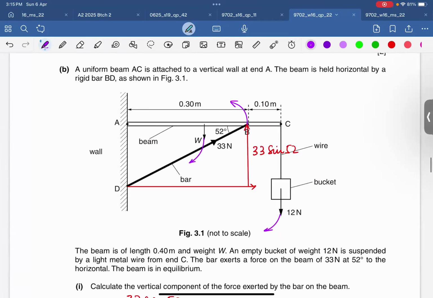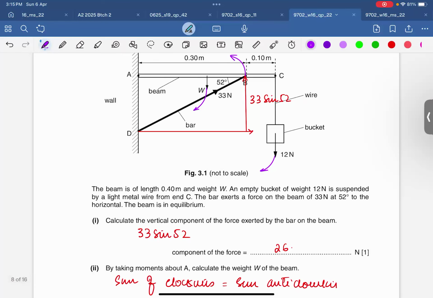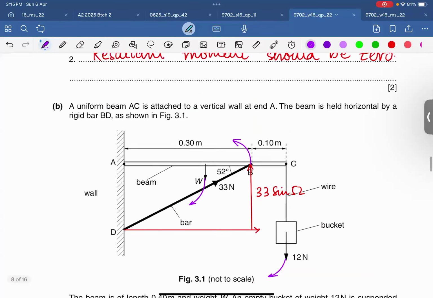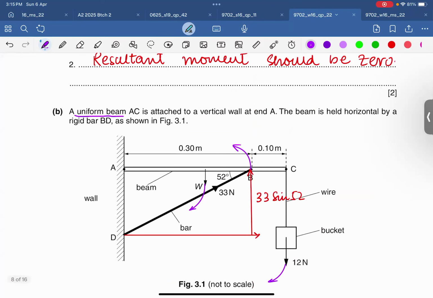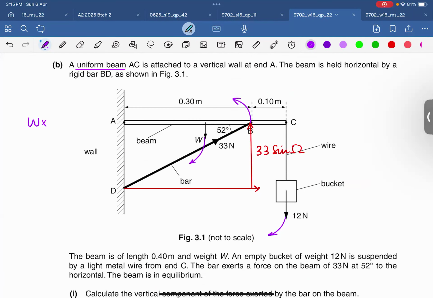Imad, can you tell me the distance of the weight from the pivot? Does it say uniform? It says yes, so it's 0.20. Okay, so W times 0.2. And about the bucket, 0.40, so 12 times 0.4. This will be equal to the force 33 sine 52, that's 26, times 0.30.